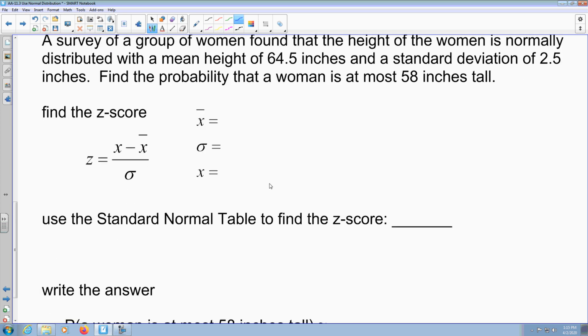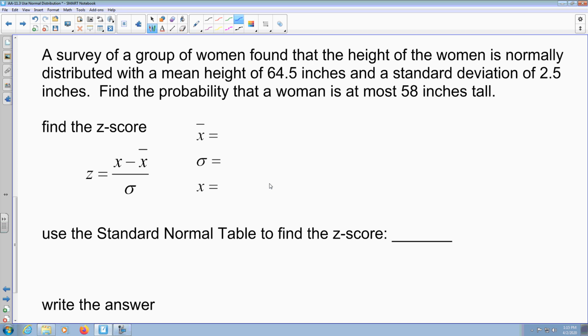Last example here. It says a survey of a group of women found that the height of a woman is normally distributed with a mean height of 64.5 inches and a standard deviation of 2.54. They want to find the probability that a woman is at most 58 inches tall. So again, the mean was 64.5, the standard deviation they said was 2.5, and the number in question was 58. So find the z-score first.